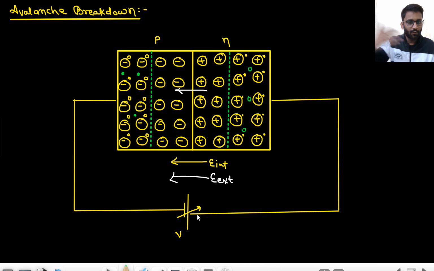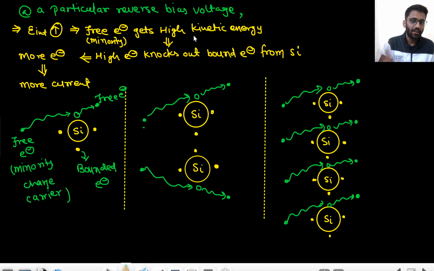Because of this more force, they gained more kinetic energy, and because of this more kinetic energy, they knocked out the bounded electron of a silicon atom. One electron knocked out one bounded electron, so two free electrons were there. Two free electrons knocked out two more electrons, so four free electrons, and so on. In this way, there were a lot of free electrons and there was a lot of current.